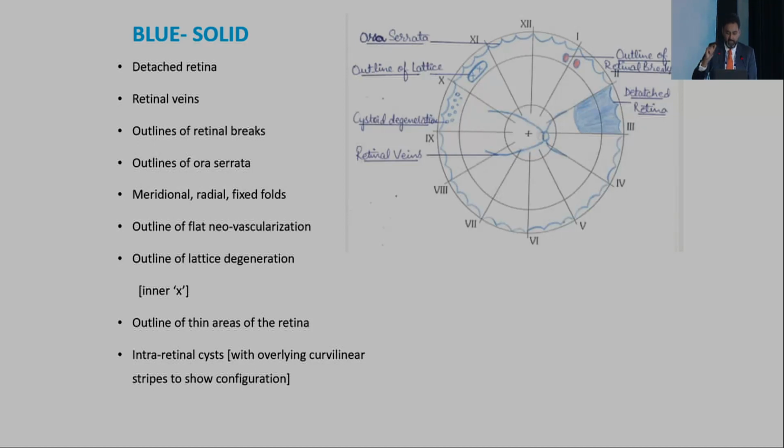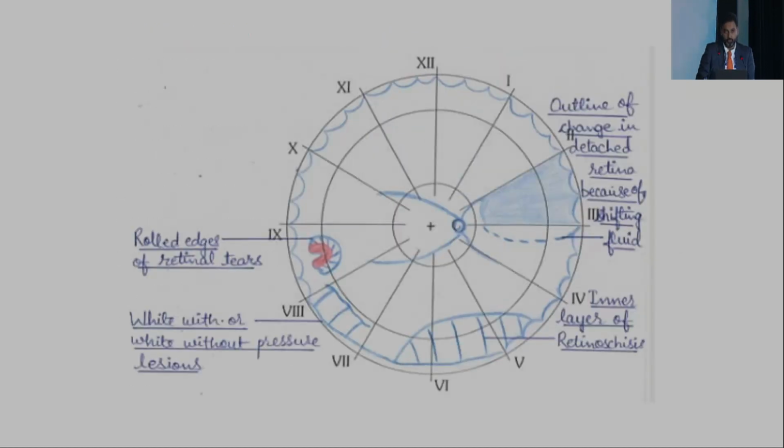Outlines of lattice degeneration with that thatched X kind of appearance, outlines of thin areas of the retina and intraretinal cysts, as has been shown in the image right next door. This is also, as you can see there, so the breaks, the outlines have to be blue, the center of the break has to be red.